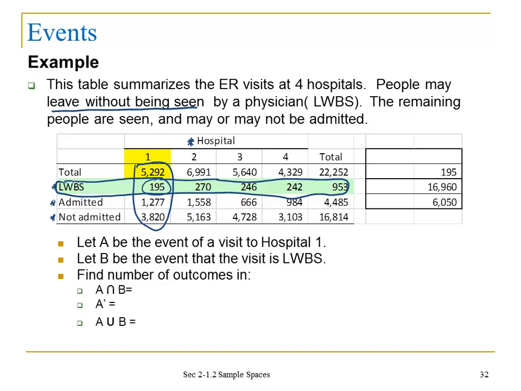So what will be the intersection of the patients that went to hospital 1 and leave without being seen? What is the total? 195. Correct. Because that is the point in which both events intersect. Only 195 patients went to hospital 1 and left without being seen. So the first answer is 195.